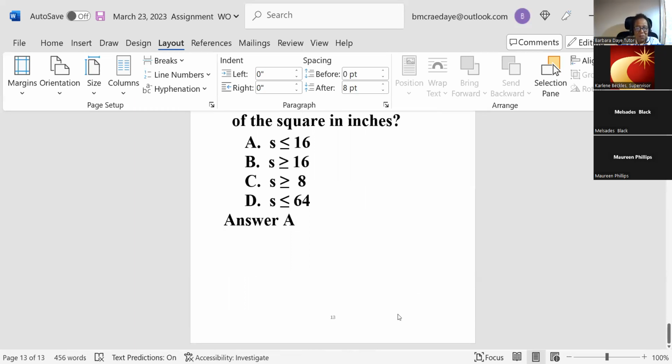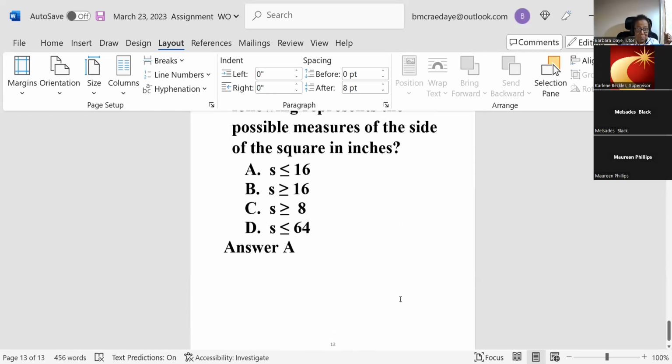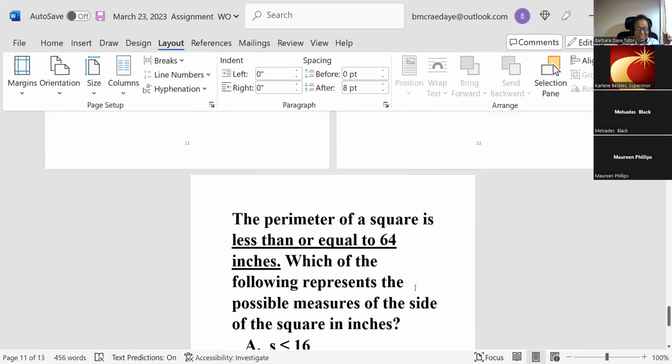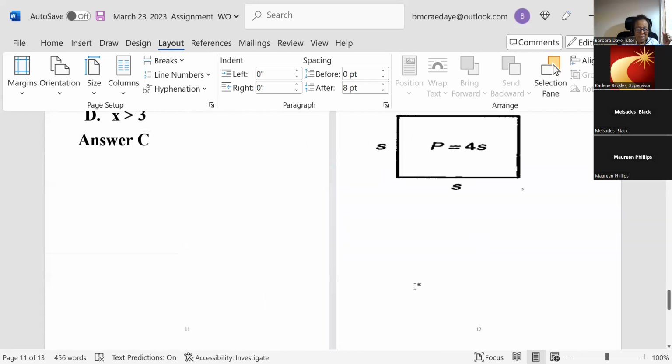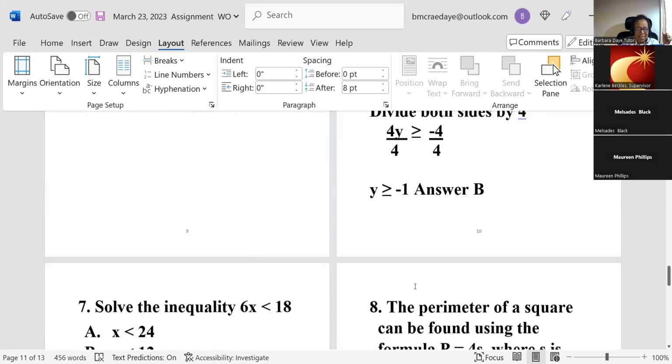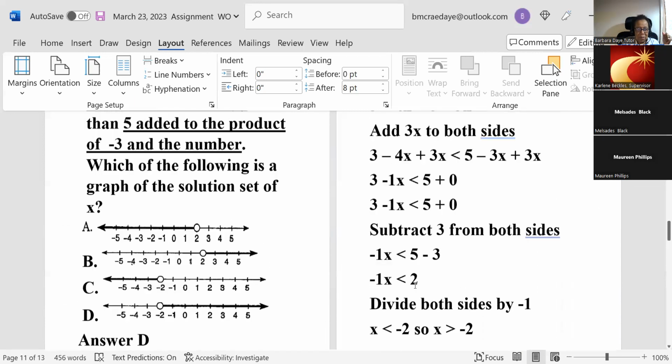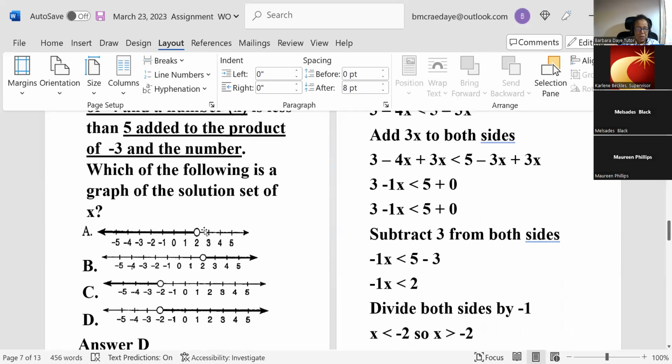Any questions on the assignment? It was very challenging, Miss, especially this one and the one with the number line. Yeah, with the number lines, and with the perimeter too. Just remember with the number line, let me go back here. When you see the open dot, it's got to be greater than or less than. If you see the closed dot, it's greater than or equal or less than or equal.